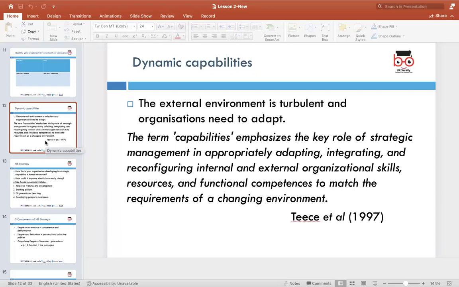So that's where dynamic capabilities come up into the picture. But yeah, just in simple language, dynamic capabilities would mean how the firm can build, change, or reconfigure its internal and external resources so that it can change rapidly to the changing external world or the changing business environment.